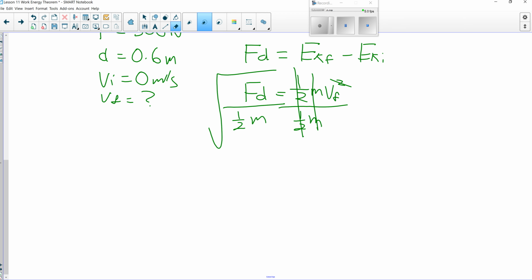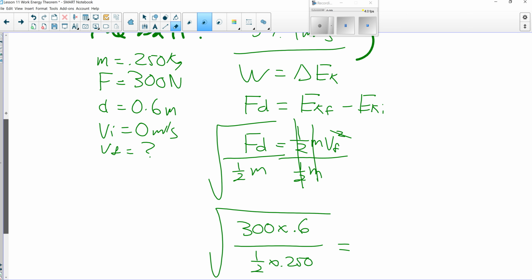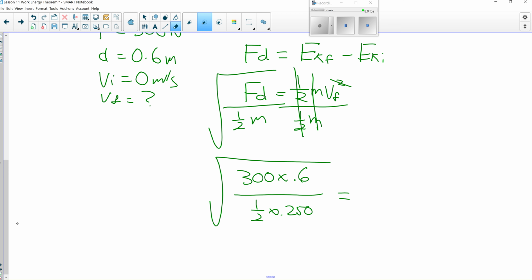So when I plug in my numbers, I'm going to have 300 newtons times 0.6 meters, so my force and my distance, divided by 1/2 times the mass, which was 0.250 kilograms. And when we do that in your calculator, we should get 37.9 meters per second. Sorry, I forgot to fire that up.